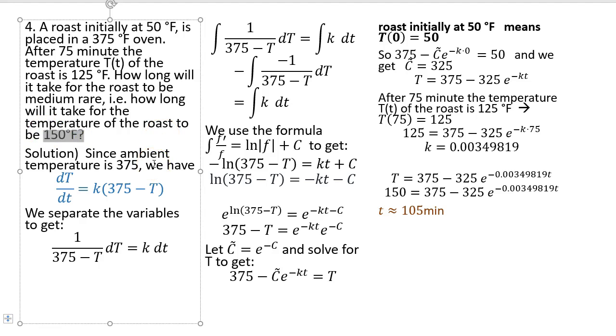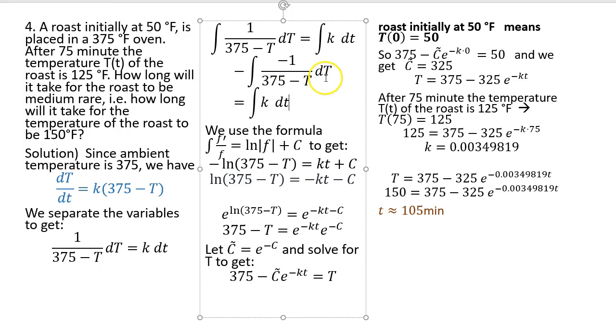Okay. Now, Newton's law of cooling says the rate of change of the temperature is some constant times the difference between the ambient temperature and the temperature of the object. So we get this differential equation. This is a separable differential equation with the variables t and capital T, lowercase t. So we divide 375 minus T to this side, and we multiply dt to the other side, and we integrate. Now, if we take the integral of both sides, we get this integral here.